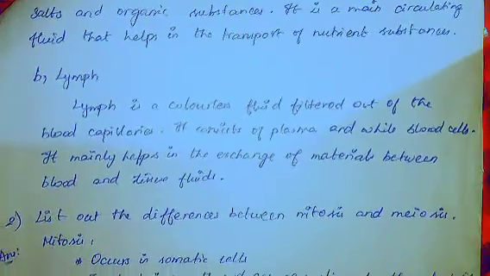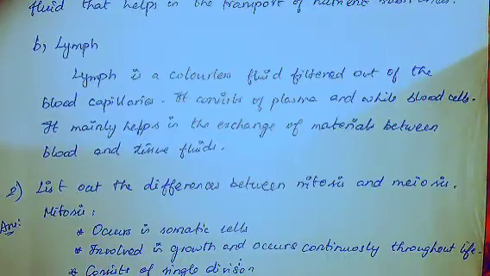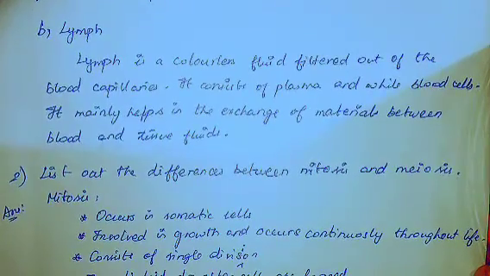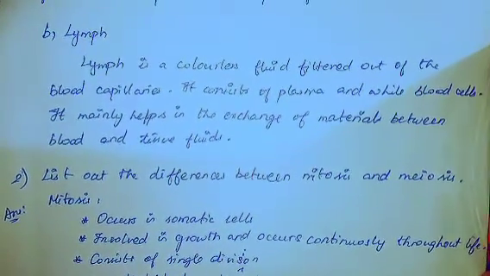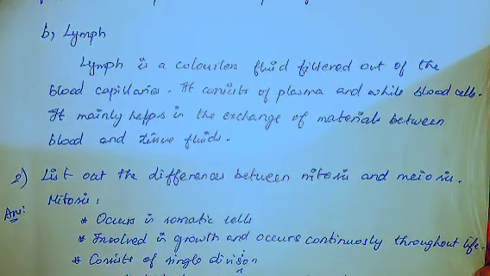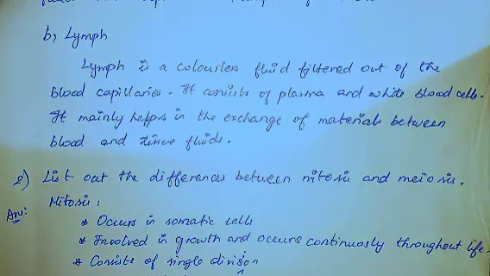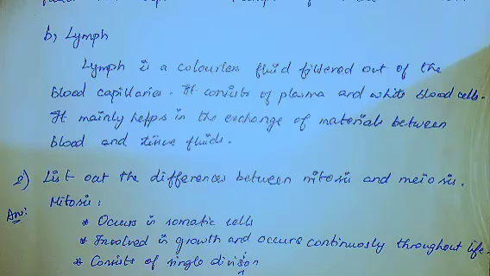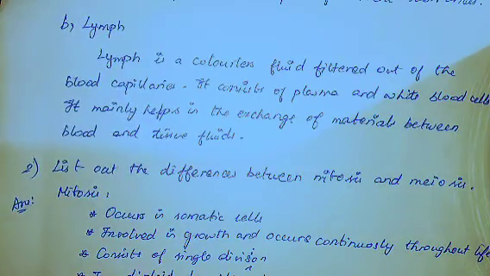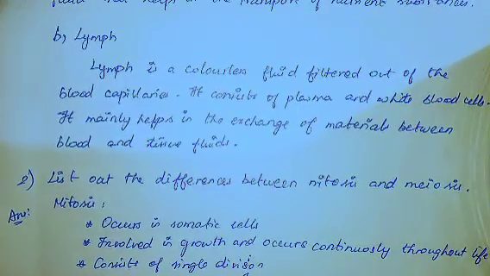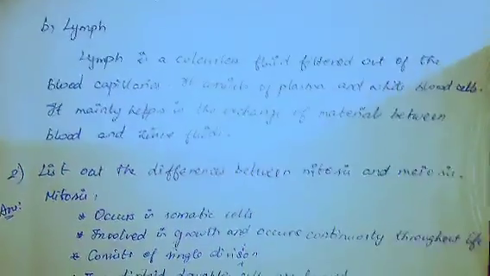Then B, lymph. Lymph is a colorless fluid filtered out of the blood capillaries. It consists of plasma and white blood cells. It mainly helps in the exchange of materials between blood and tissue fluids. This is the answer for the first one in detail.